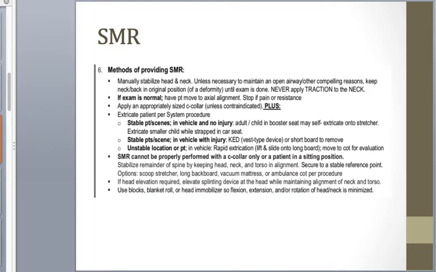SMR cannot be properly performed with a C-collar only or a patient in a sitting position. So if we're going to be putting somebody in spinal motion restriction, we need to lay them flat and need to use more than just a collar.